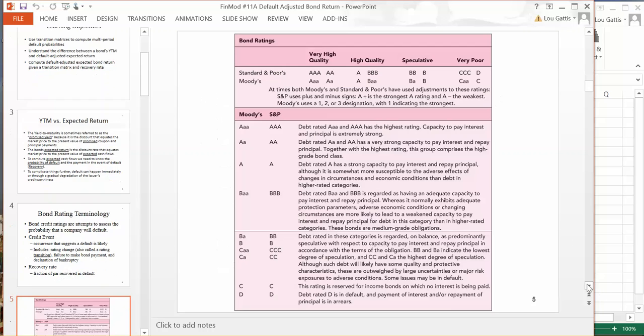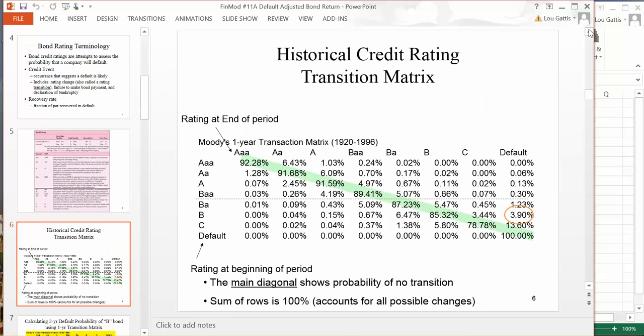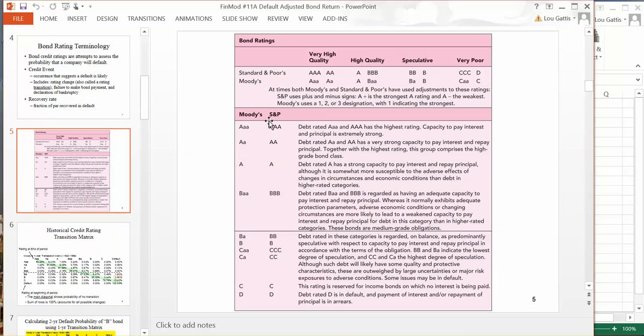Here's a list of a couple S&P and Moody's ratings. So again, ratings agencies assess the probability that a bond will default. So AAA, both Moody's and S&P, are the strongest and have the lowest probability of default. And you can go down from AAA to AA to single A, or using Moody's symbols. And you can see also there's a line drawn right here.